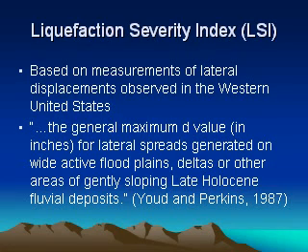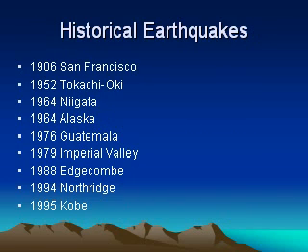And that is termed the general maximum D value in inches for lateral spreads generated on wide active floodplains, deltas, or other areas of gently sloping late Holocene fluvial deposits. So we can't accurately depict how much of a spread will occur, but we can get some type of indication if the soil conditions are similar to historical earthquakes.